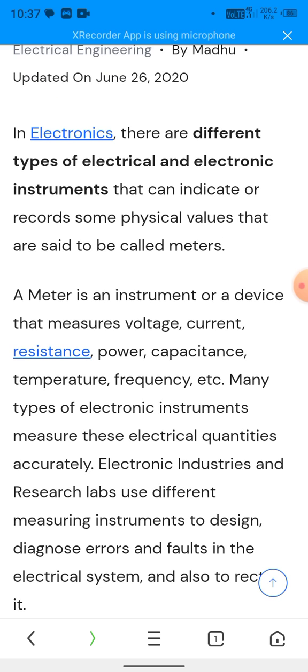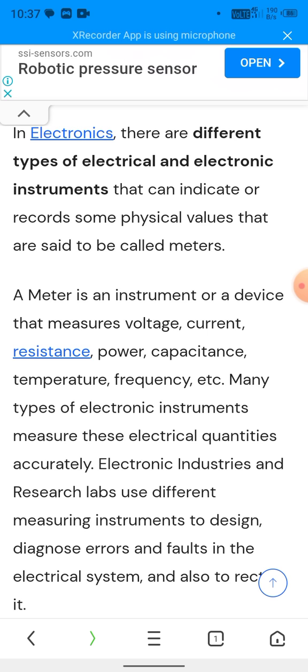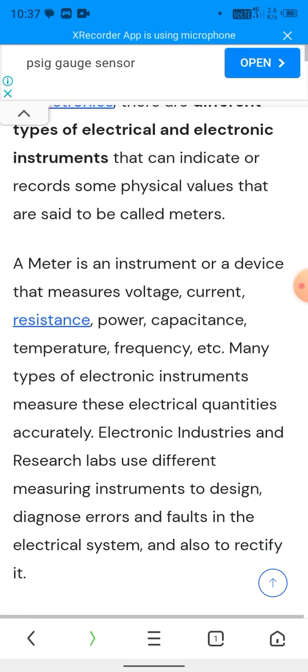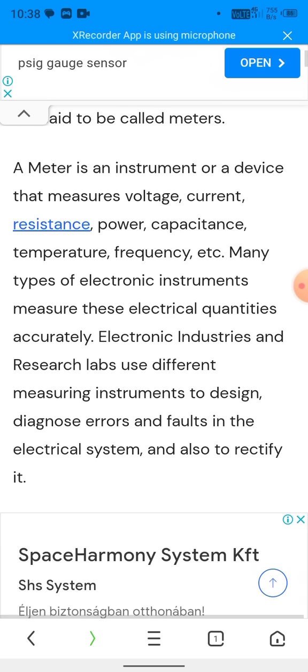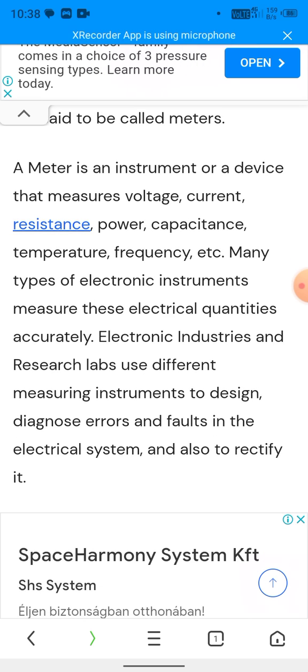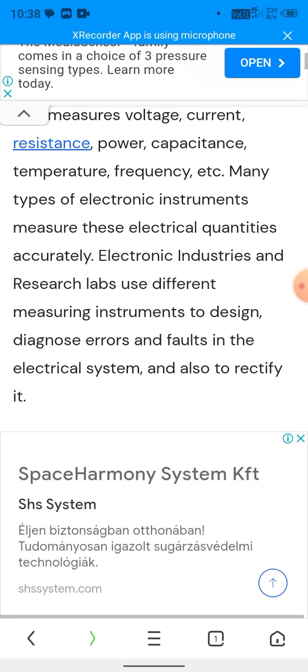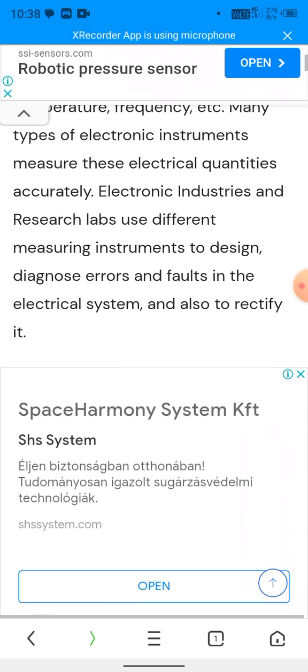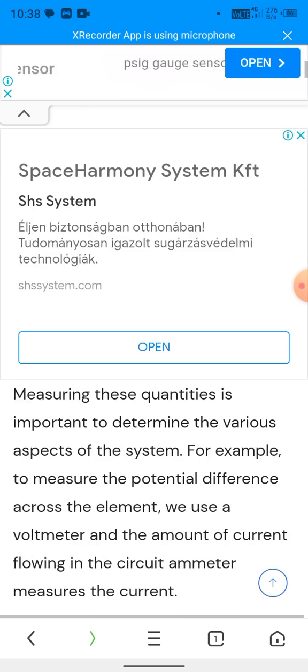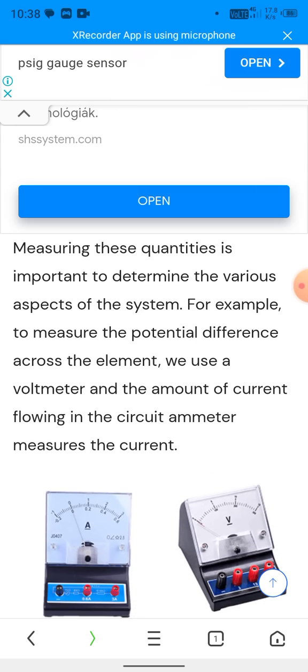A meter is an instrument or a device that measures voltage, current, resistance, power, capacitance, temperature, frequency, etc. Many types of electronic instruments measure these electric quantities. Electronic industries and research labs use different measuring instruments to design, diagnose errors and faults in electric systems, and also to regulate them. Measuring these quantities is important to determine the various aspects of the system.